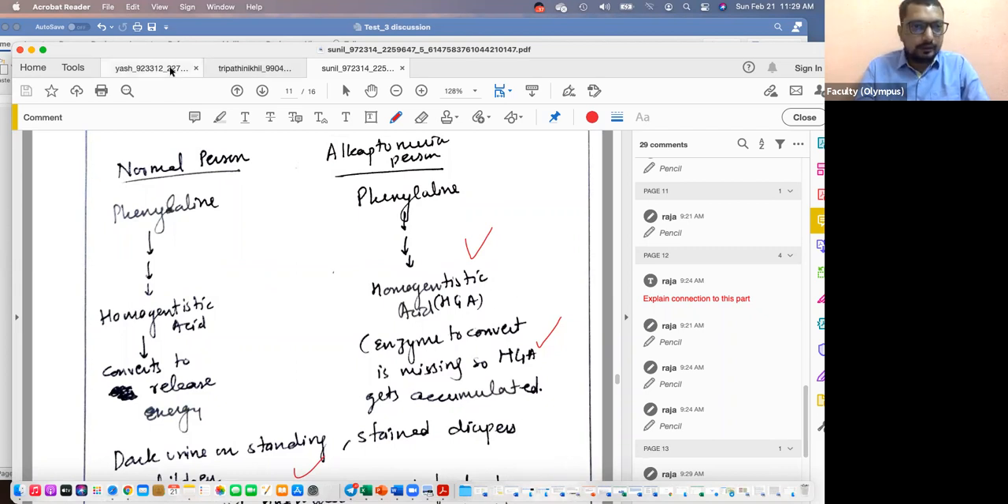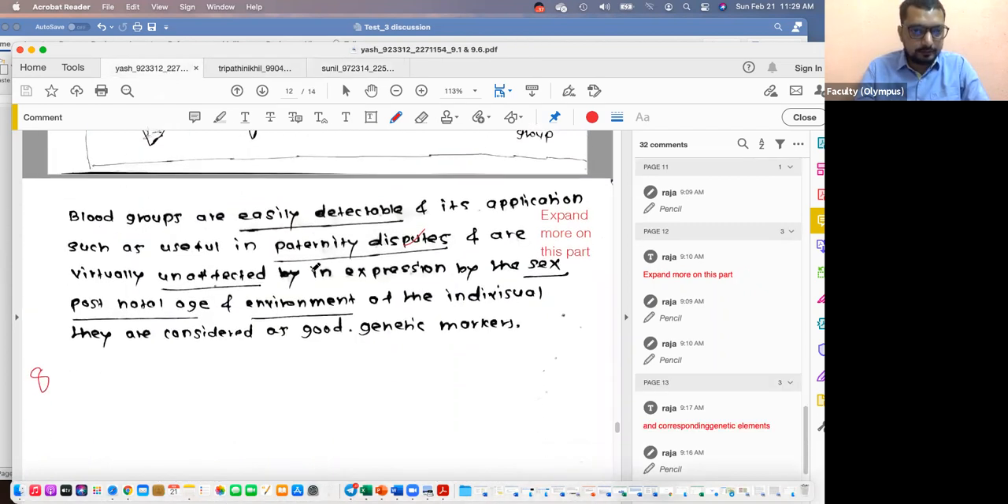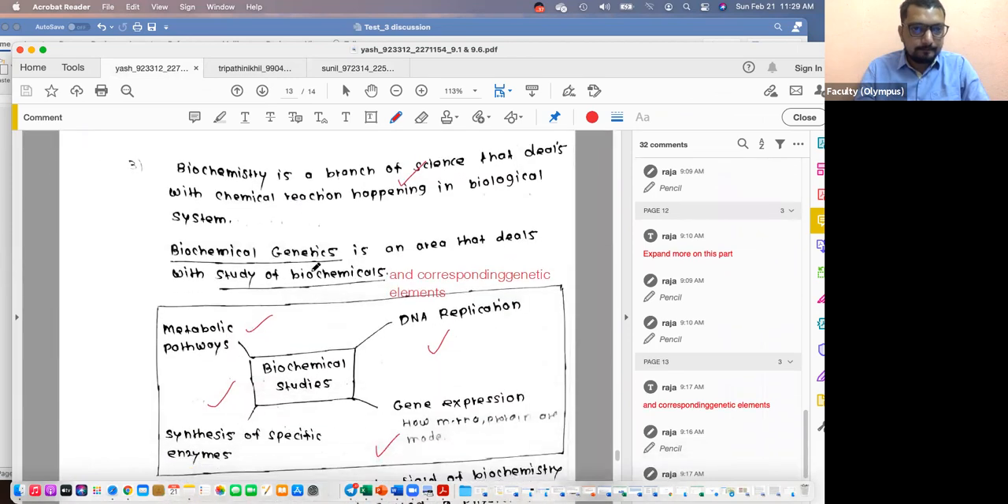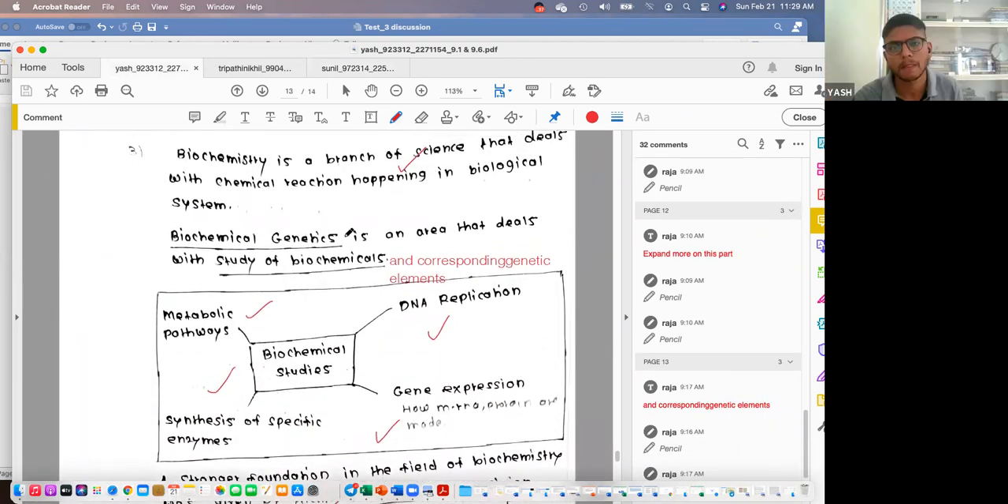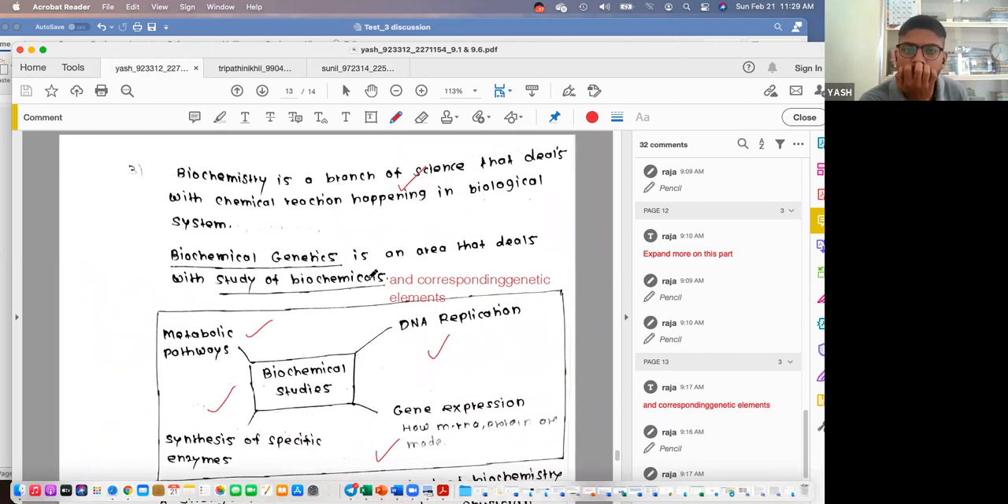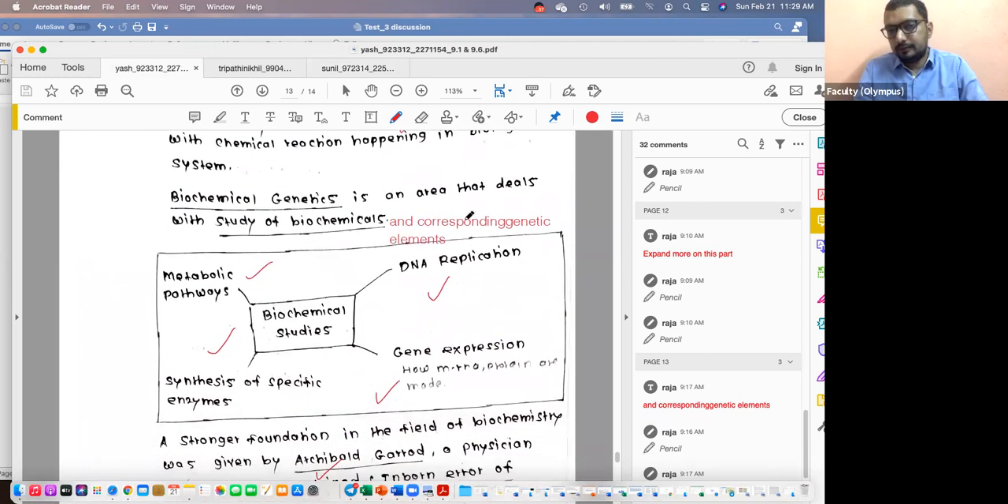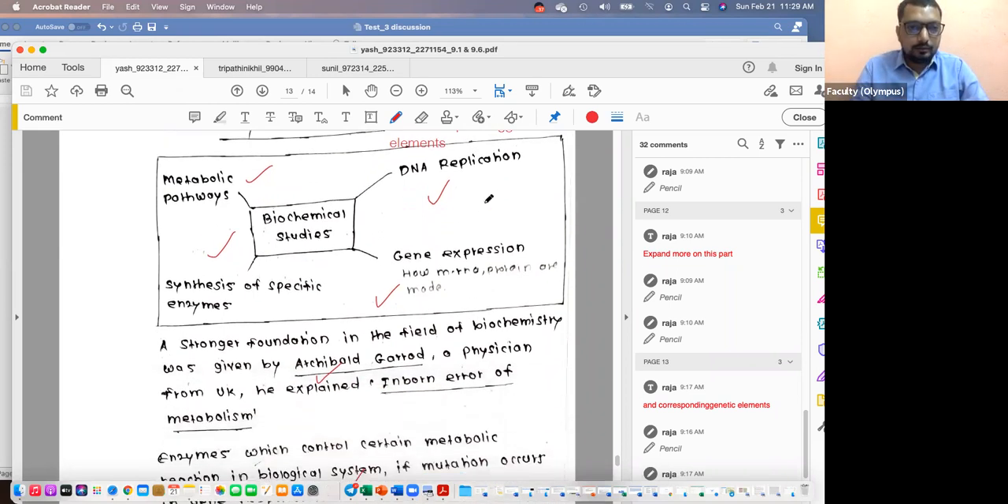Okay, who else has written this? Yash, have you written the answer for this? Yeah. So biochemical genetics is an area that deals with study of biochemicals. Study of what aspect of biochemicals is important. The corresponding genetic elements is important. You're looking in the context of genetics. What genes are responsible for those elements you are looking into? That is a must. Okay, so scope is good.